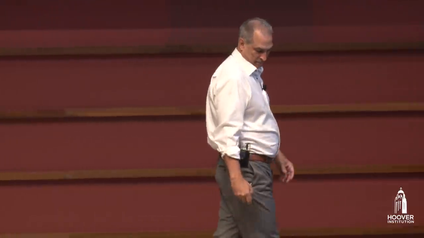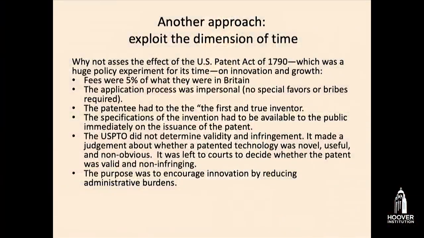So we need a better test. One of the things that this gentleman suggested was we should be exploiting the dimension of time. Take two countries that are just like each other. Give one the patent pill, don't give the other the patent pill, sit there and wait. We can't do that, but we can look back in history to exploit the dimension of time.